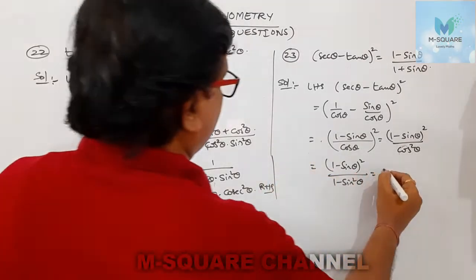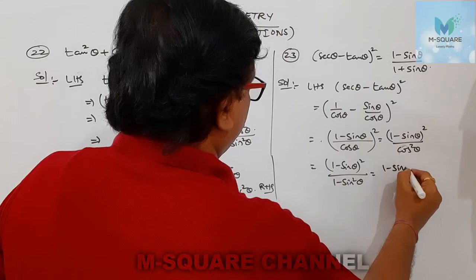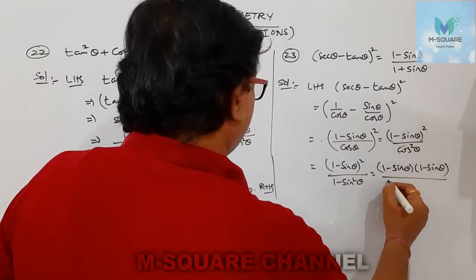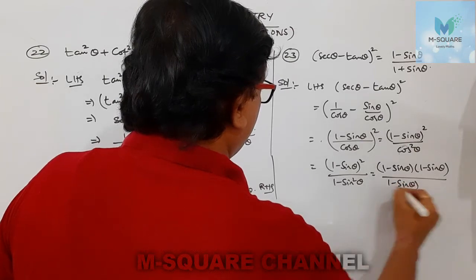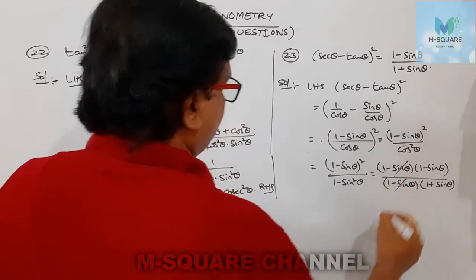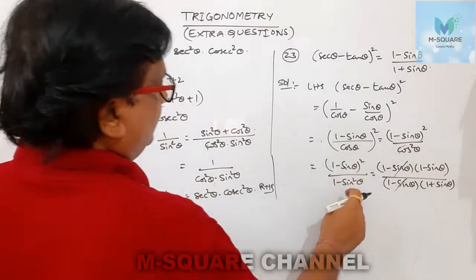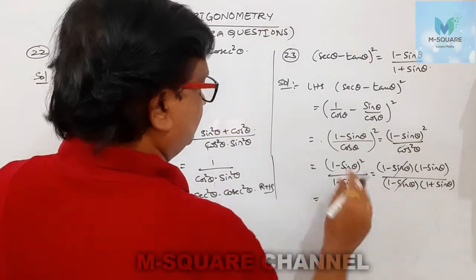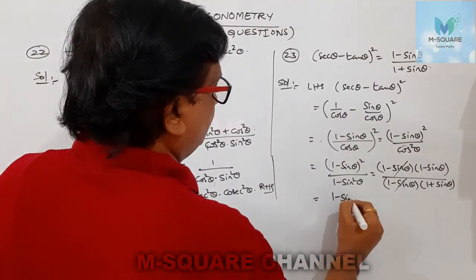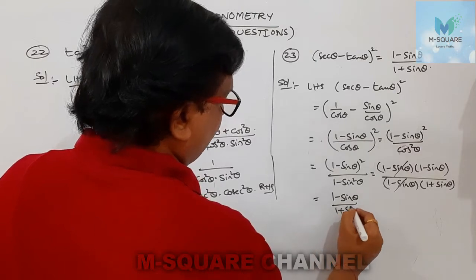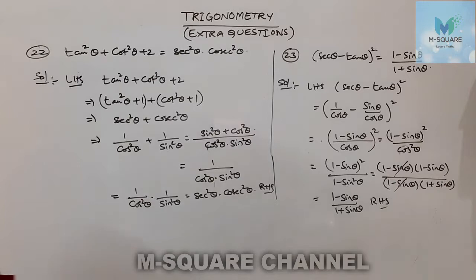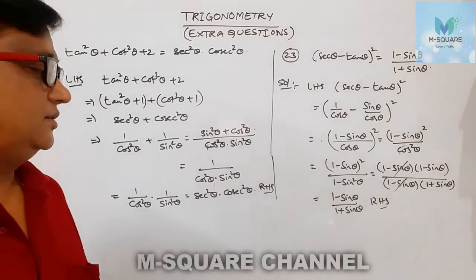Like the previous sum, here we are going to split into two parts: 1 minus sin theta into 1 minus sin theta, by 1 minus sin theta into 1 plus sin theta. So these two are cancelled. Don't try to cancel directly. Split the denominator and numerator separately and then do the cancellation, because these are trigonometric ratios. So 1 minus sin theta by 1 plus sin theta.